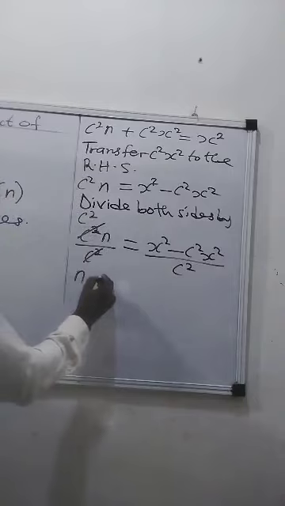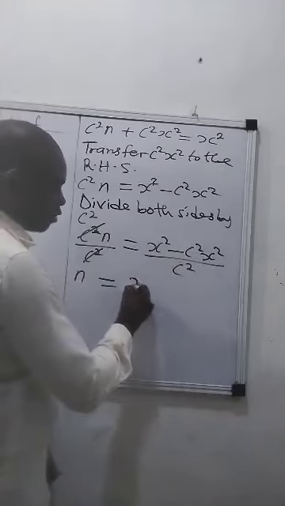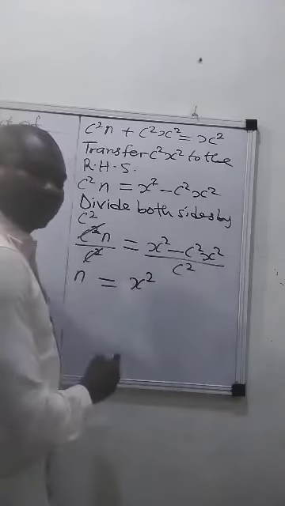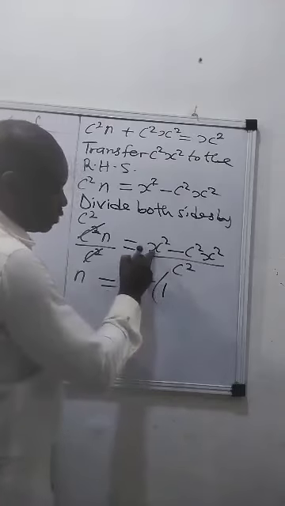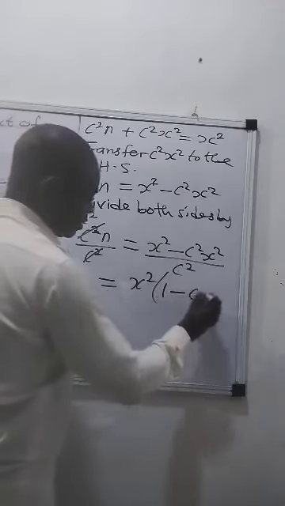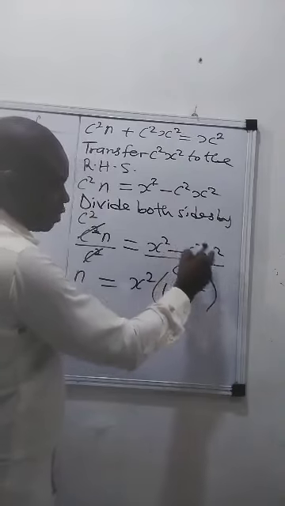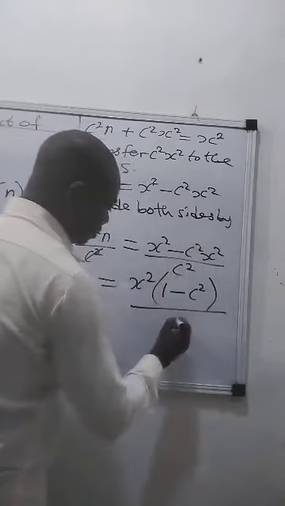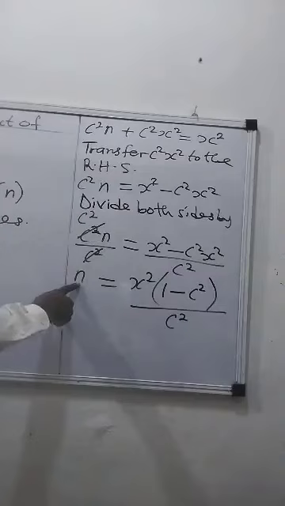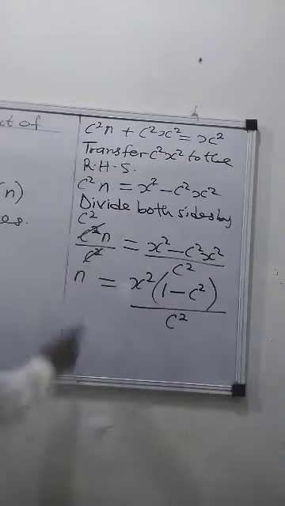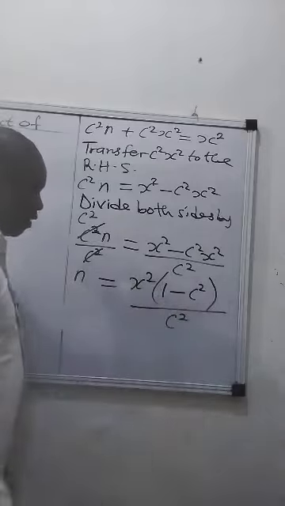So we have n is now equal to, look at this, x square is here, x square is here. So it means I can factorize x square. I can bring it out like this. Then we draw x square here. We have 1 because x square times 1 will give us x square, minus c square bracket, x square times c square will give us c square x square. Then all over c square. And this is our answer. So we have made n the subject of formula. So n is equal to x square bracket 1 minus c square, all over c square.